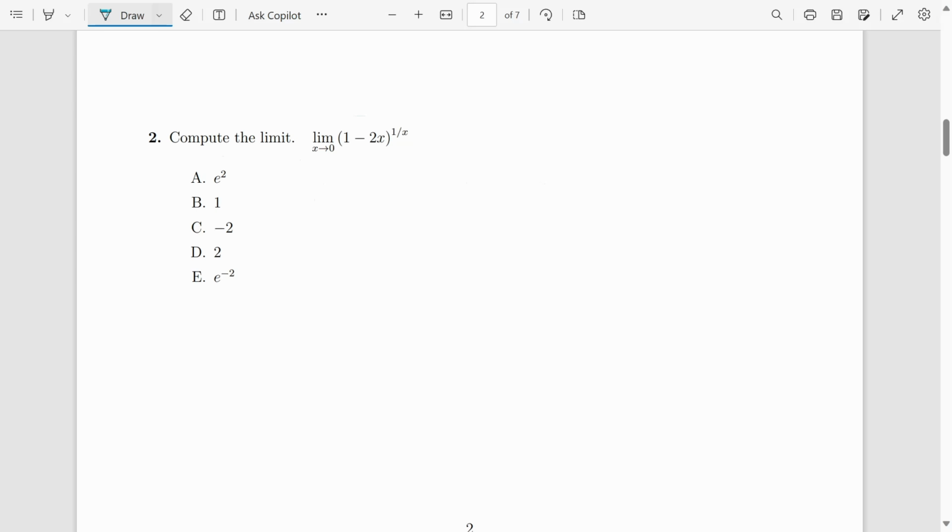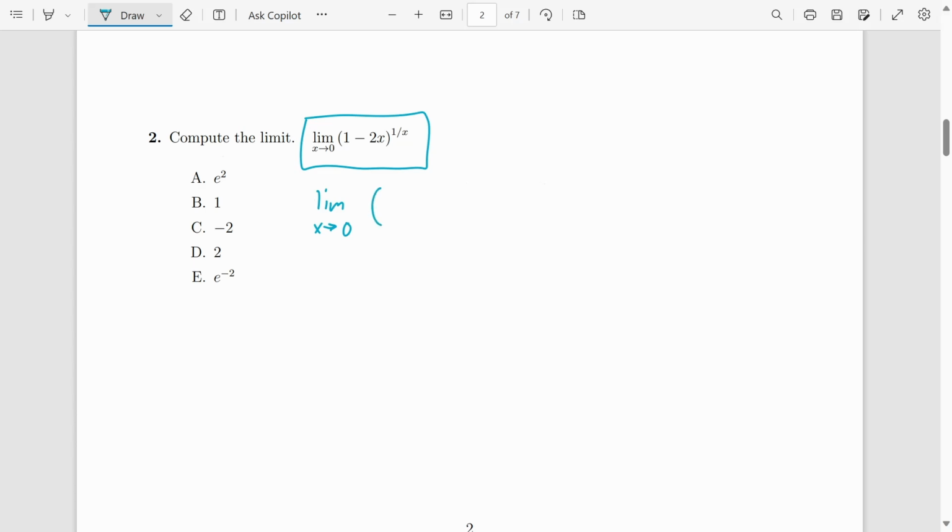Question 2. This is another limit question, but it's not really a normal limit question. This question isn't really testing your limit finding abilities. Like, it's not asking you to calculate anything. It's just asking you if you remember what this specific limit looks like, if you've seen it before.